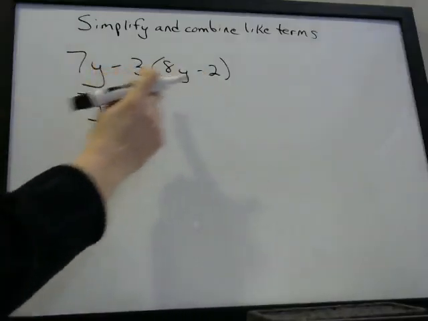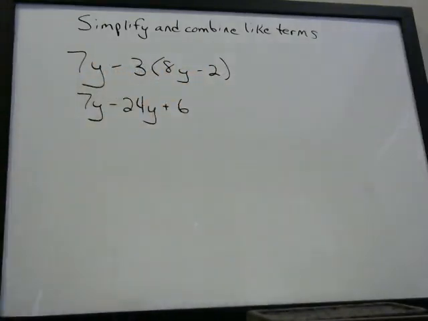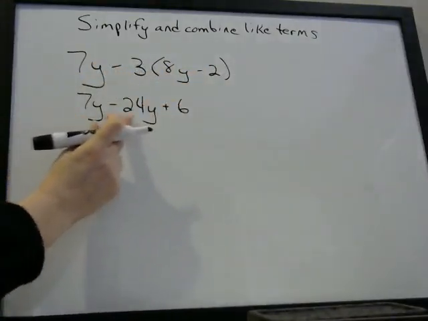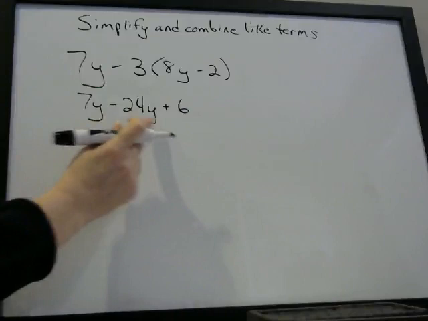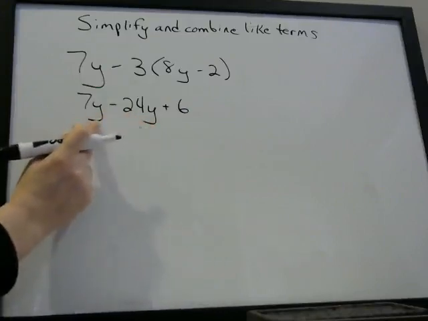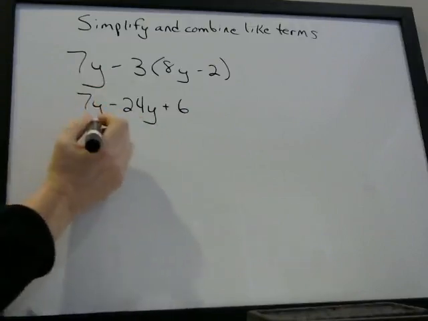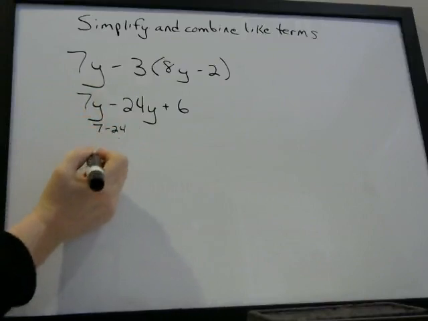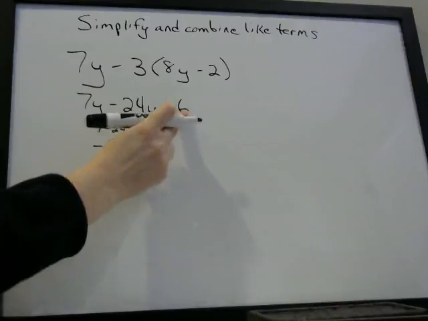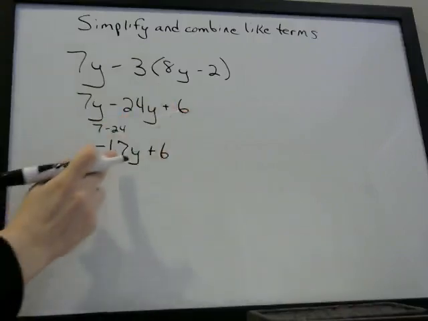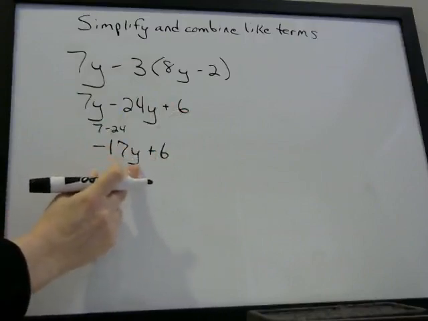We're going to continue with the distributive property. Minus 3 times minus 2 is a positive 6. So now again, we have two things beside each other that are y and y, so we can combine these. So 7y minus 24y, and so again we just look at the numbers. So 7 minus 24, that's minus 17y. And we leave the plus 6. Now we can't combine this any further because this is an addition. So this is the answer to that question.